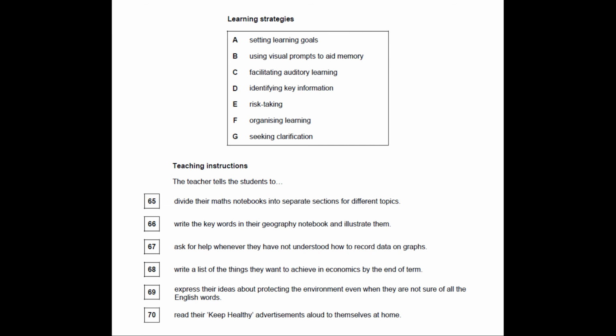67. Ask for help whenever they have not understood how to record data on graphs. This is seeking clarification. 68. Write a list of the things they want to achieve in economics by the end of the term. This is setting learning goals. 69. Express their ideas about protecting the environment even when they are not sure of all the English words. This is risk-taking. And finally, 70. Read their Keep Healthy advertisements aloud to themselves at home. This is facilitating auditory learning. Now let's take a look at the answers.